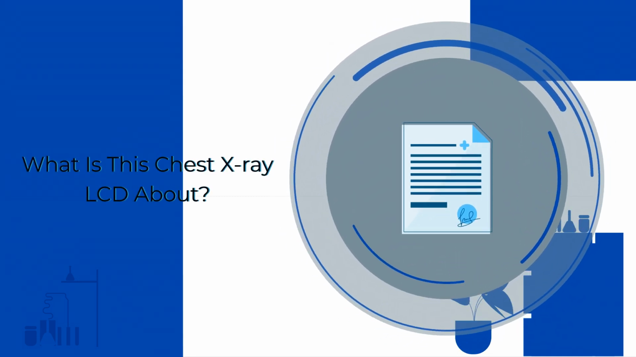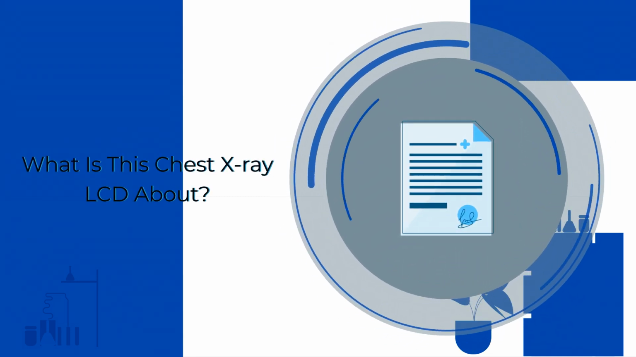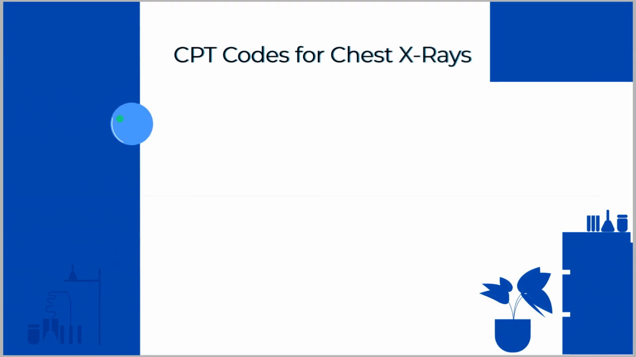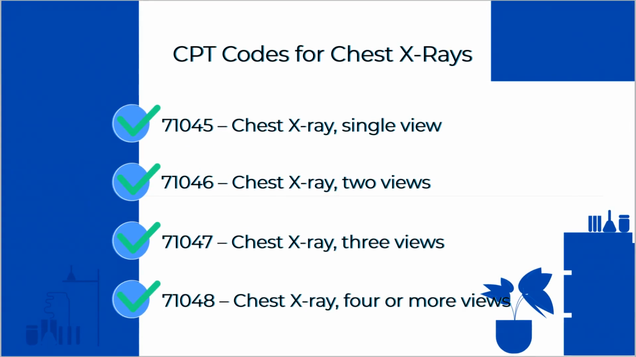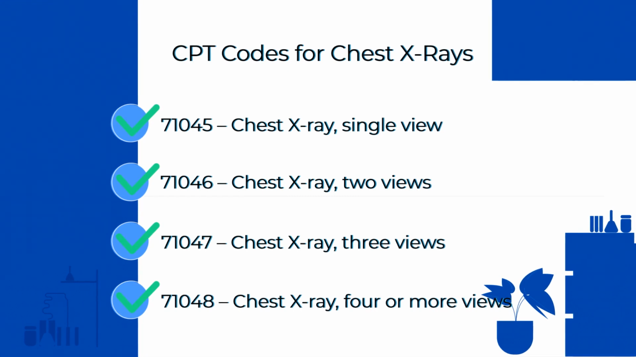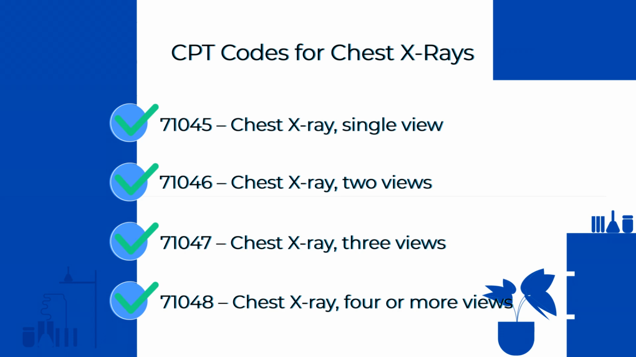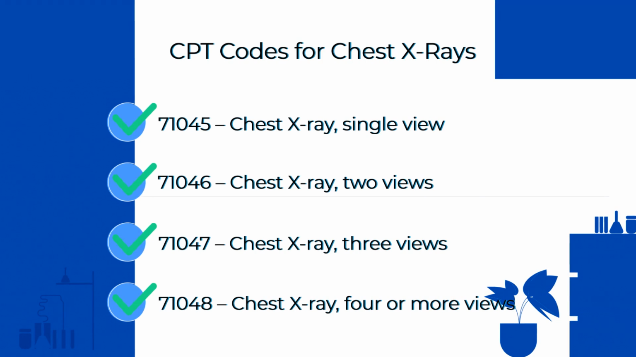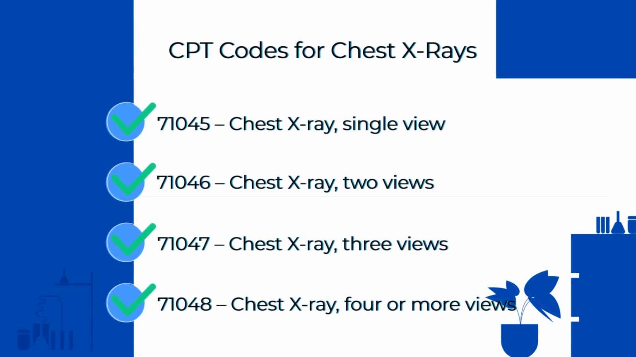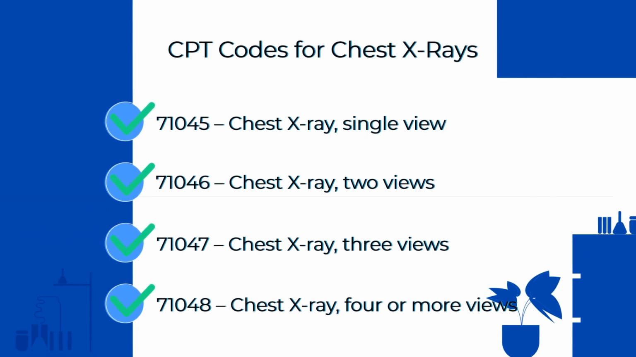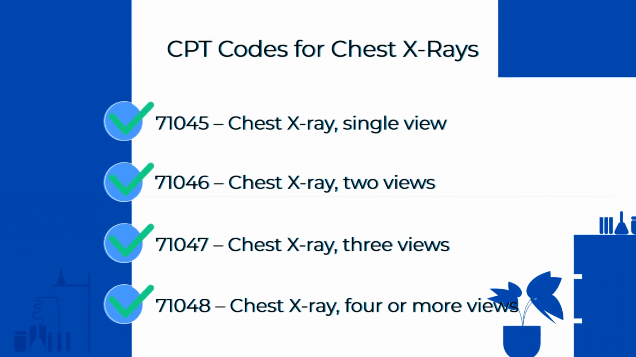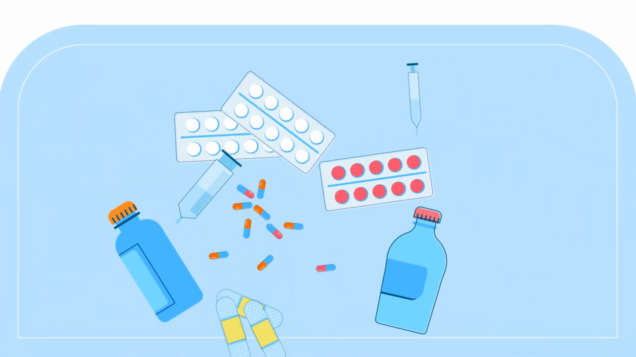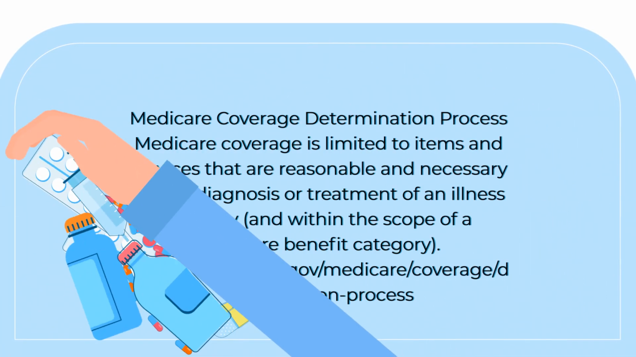Example: Medicare coverage and local coverage determinations for diagnostic chest X-ray services. What is this chest X-ray LCD about? This LCD provides billing and coding instructions for chest X-rays using 4 specific CPT codes. It is a reference tool that tells healthcare providers when Medicare will cover these procedures and under what conditions coverage may be denied. CPT and HCPCS codes. These codes describe the type of chest X-ray performed based on the number of views. These are the procedures eligible for Medicare reimbursement under this LCD, provided other criteria, like diagnosis, are also met.